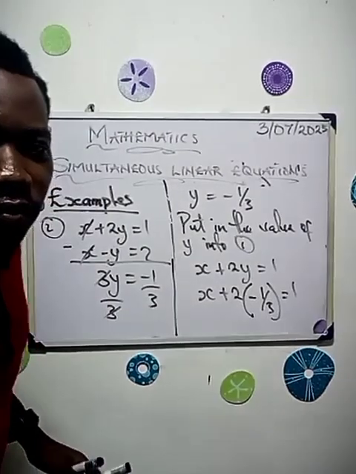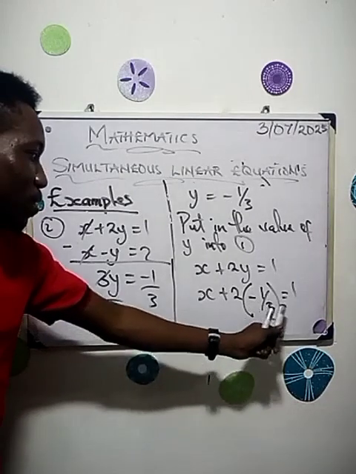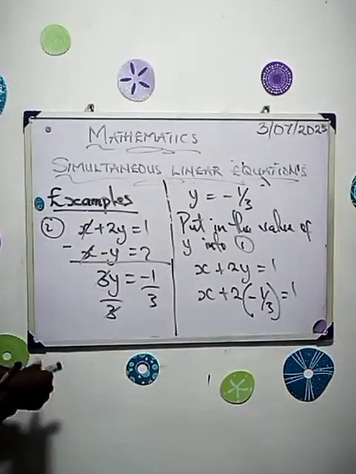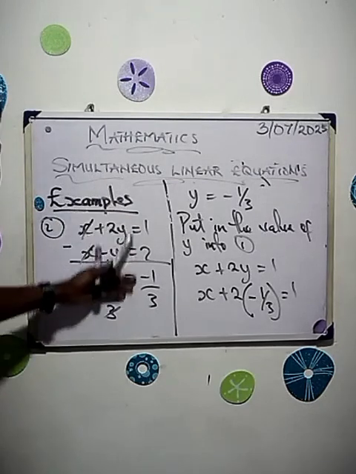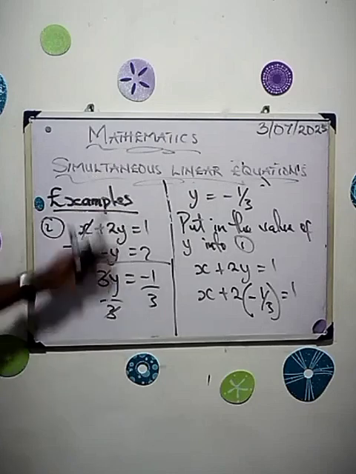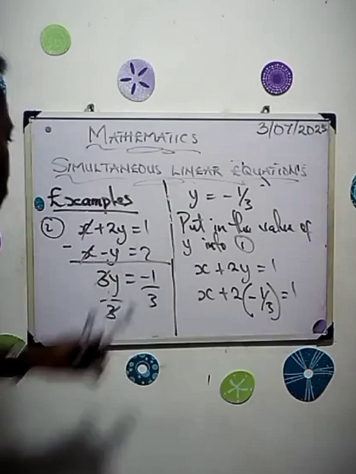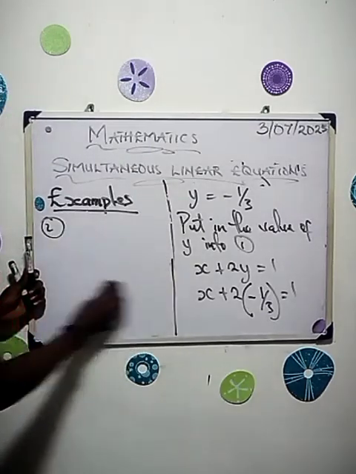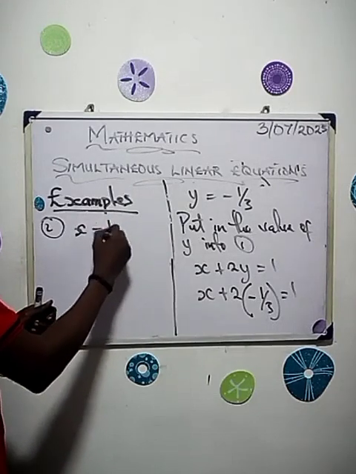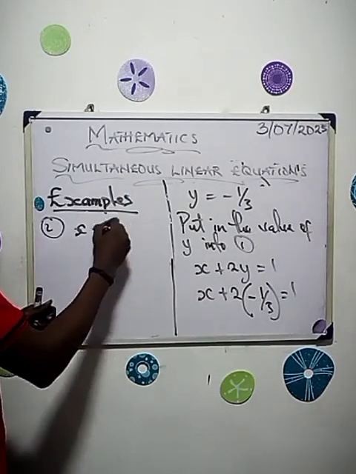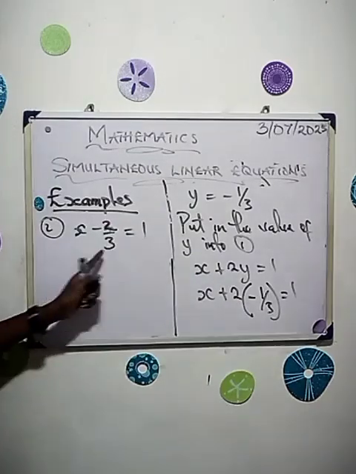Alright, let's continue. So we have x plus 2 into brackets negative 1 over 3 bracket minus equals 1. That will give us what? Are you done with this side? Can I wipe it off? So we have x minus 2 over 3, because 2 times 1 over 3 will give us 2 over 3. So x minus 2 over 3 equals 1.